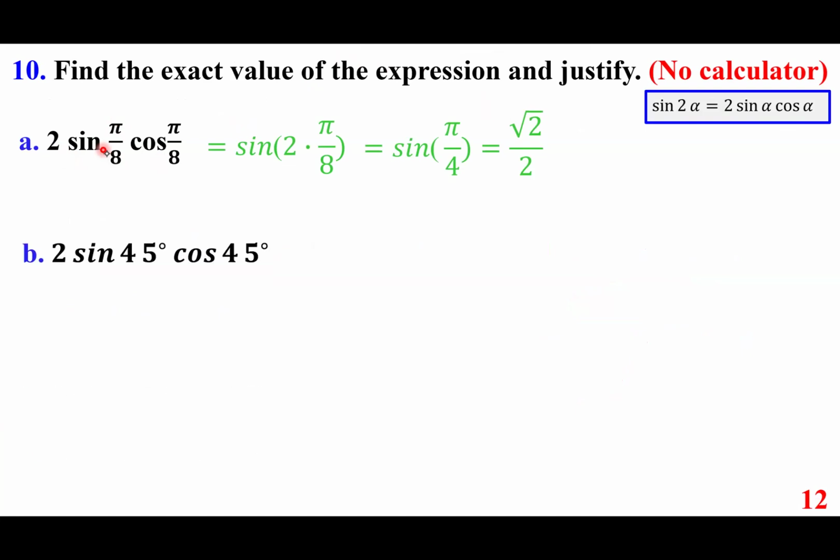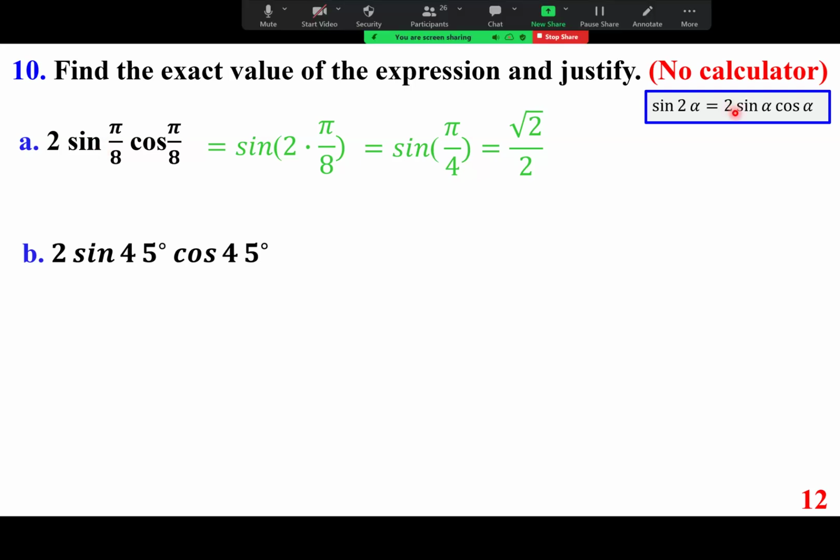Two sine of 45 degrees cosine of 45 degrees. Following the same thing, it is sine of 2 times 45 degrees, which is 90 degrees. Sine of 90 degrees, we know it to be 1.